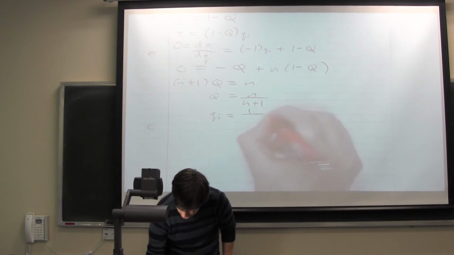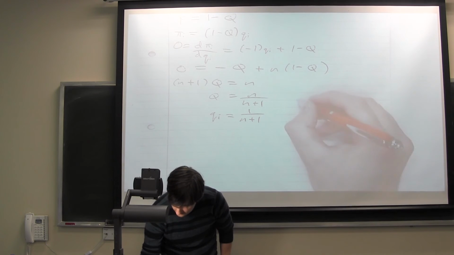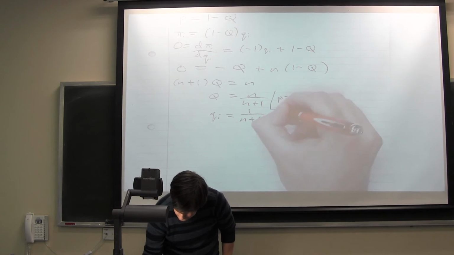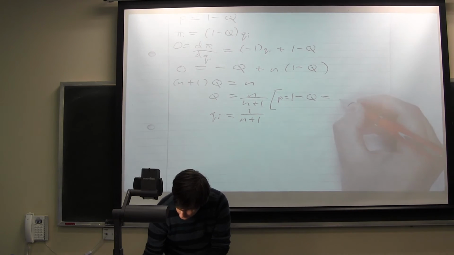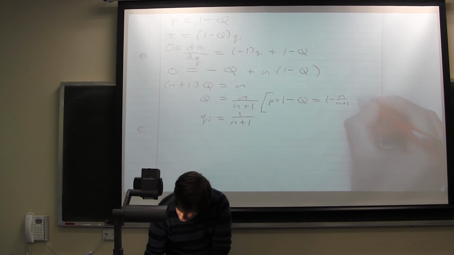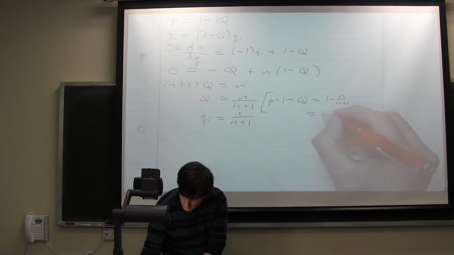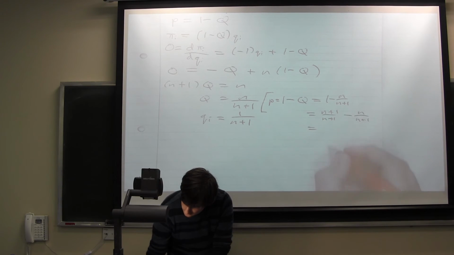Yeah, thank you. So little q is 1 over n plus 1, and the price is going to be 1 minus big Q. So price is 1 minus big Q, which is 1 minus n over n plus 1. Okay, so you can think of 1 as n plus 1 divided by n plus 1, so it's minus n over n plus 1. Okay, so what's that equal to?